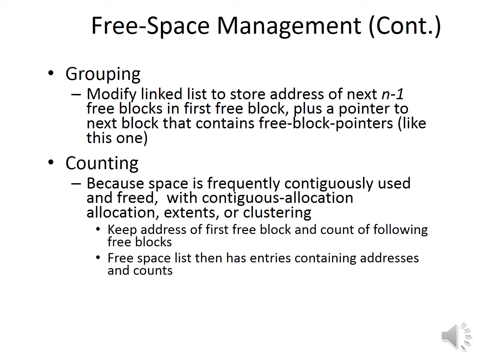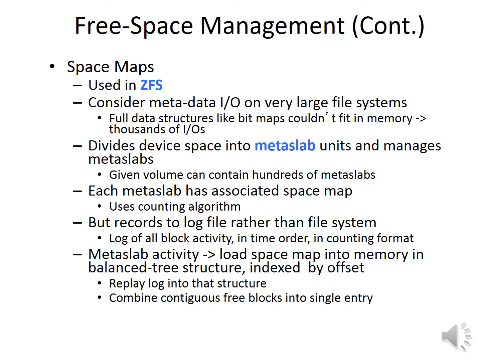So grouping is a modified linked list to store the addresses of the next n-1 free blocks in the first free block, plus a pointer to the next block that contains the free block pointers. Counting: because space is frequently contiguously used and freed with contiguous allocation, extents or clustering. It keeps the address of the first free block and a count of the following free blocks. The free space list then has entries containing the addresses and counts. Then space maps using ZFS.